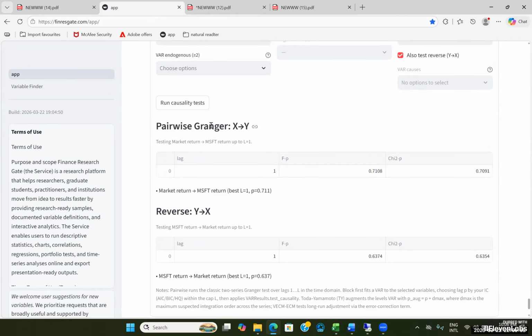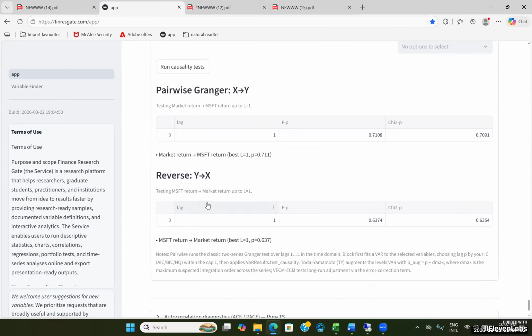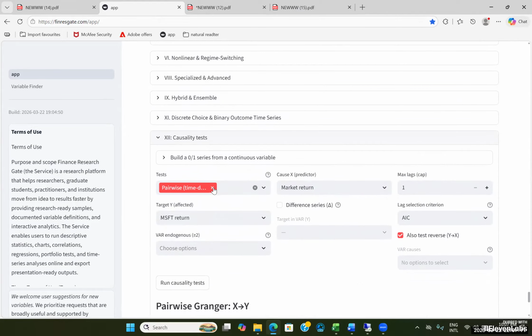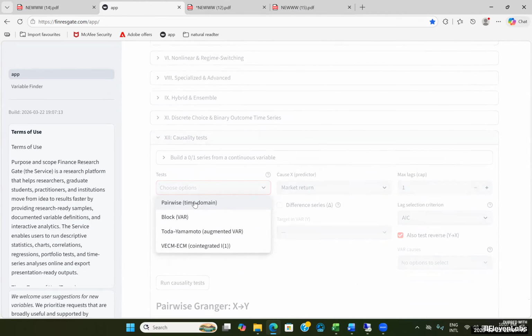Consequently, we must reject the hypothesis of pairwise Granger causality running from X to Y. Furthermore, the reverse relationship also does not hold true. Microsoft is not able to accurately predict the market's future returns, so that idea can also be dismissed. Now, regarding the other available options here, we could potentially use, for instance, a more complex Granger causality version, specifically one that includes the block VAR model.